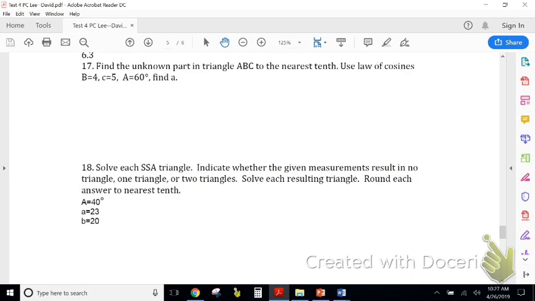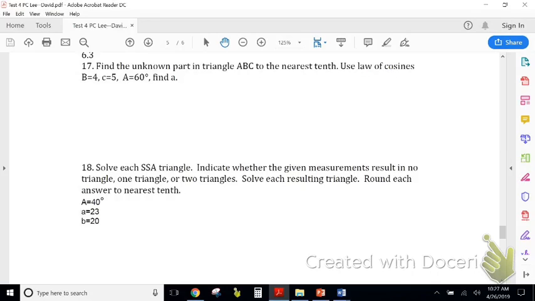So 6.3 here starts with number 17, and it says find the unknown part in the triangle ABC to the nearest tenth. Use the law of cosines. This one's a little weird because that's side B, guys. Even though he put a capital B, it's supposed to be a lowercase. So side B is 4, side C is 5, angle A is 60 degrees, and we're going to find side A. And I know that was side B because it didn't have a degree symbol on the 4. So that's how I was able to figure it out.